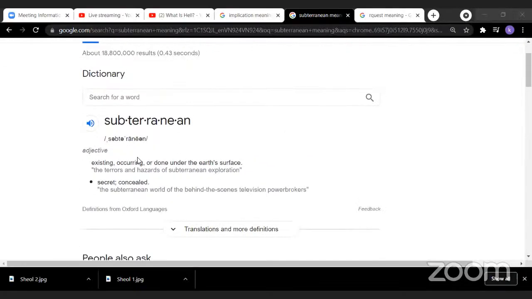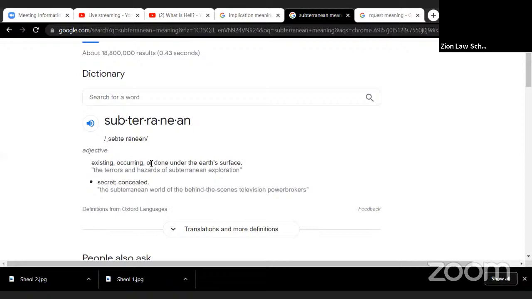Let's look it up. I know Hades. It might be. We'll look it up. Subterranean: existing, occurring, or done under the earth's surface. This is an adjective, and the next definition is secret, concealed. So let's go back to that. This is interesting.